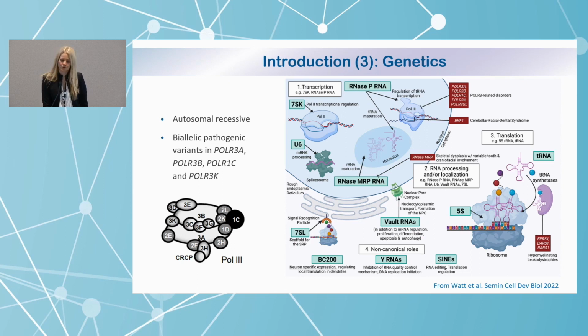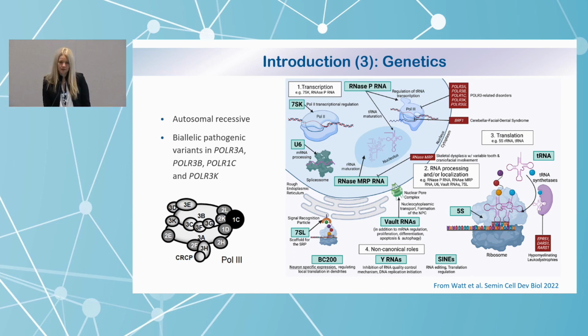The first genes for 4-H were discovered in 2011. It's a recessive disease caused by biallelic pathogenic variants in POLR3A and POLR3B, both found in 2011, POLR1C in 2015, and POLR3K, if I'm not mistaken, in 2018.